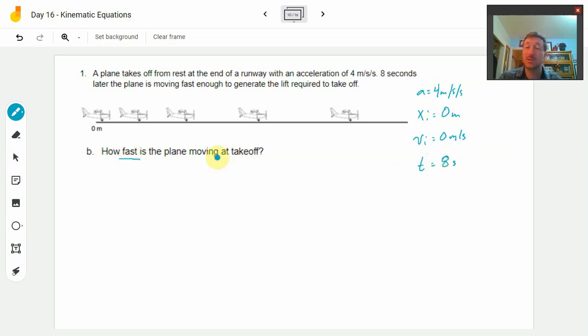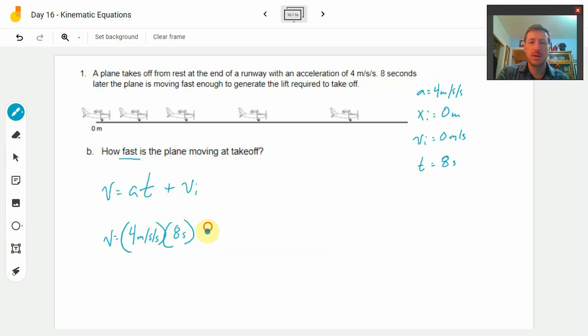So we want to know how fast, so we're working with velocity. We're going to use our velocity equation. The velocity is equal to the acceleration times the time plus the initial velocity. We can go ahead and plug in the information that we know. We want to know the velocity; we know the initial velocity, the acceleration, and the time. So the velocity is equal to 4 meters per second per second times 8 seconds plus the initial velocity, which was 0 meters per second.